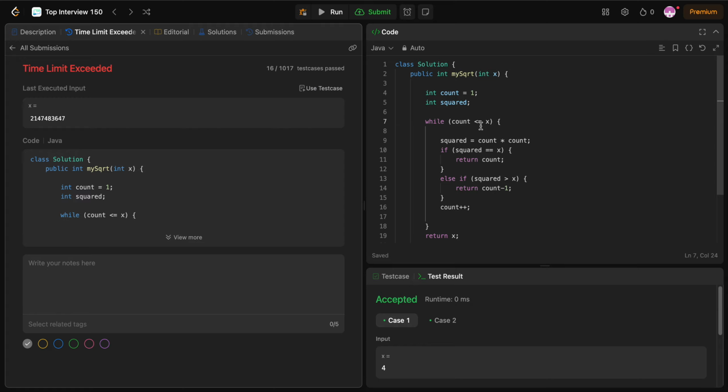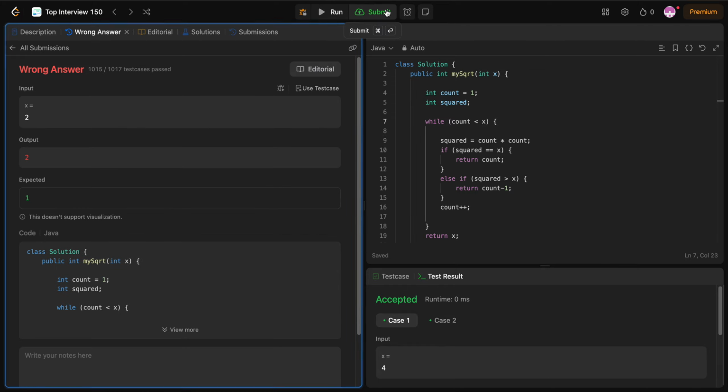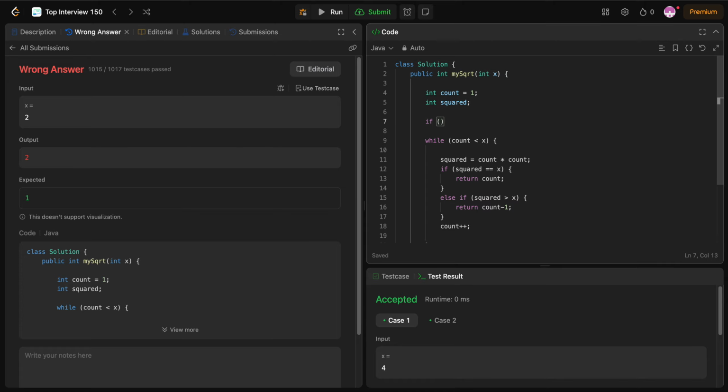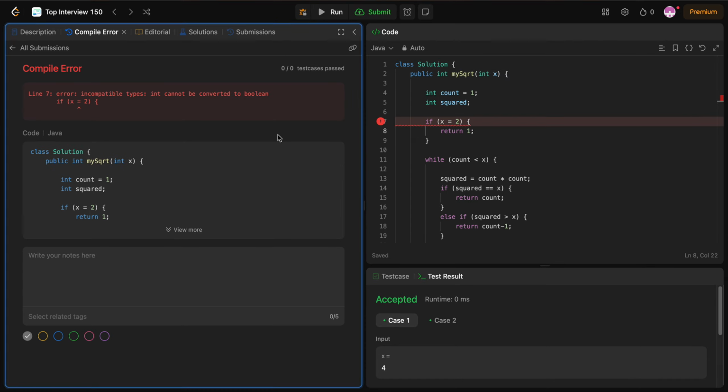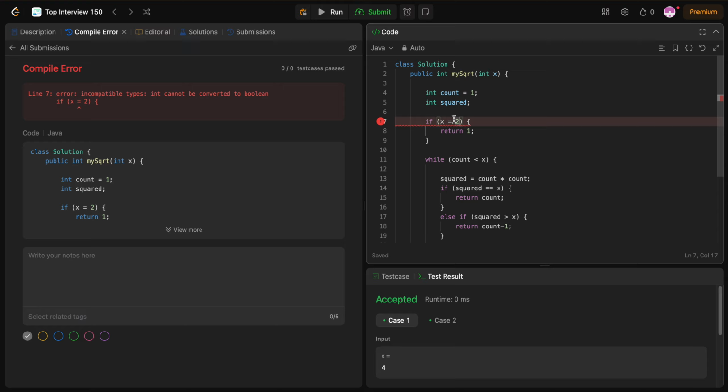Okay. I'll make count smaller than x, and so if I remove this, there's no time limit. Okay, you know what? I might just add in this edge case: if x equals 2, return 1, because it seems to be some sort of outlier that I cannot fix because of the time limit. Sorry, another equal sign here.